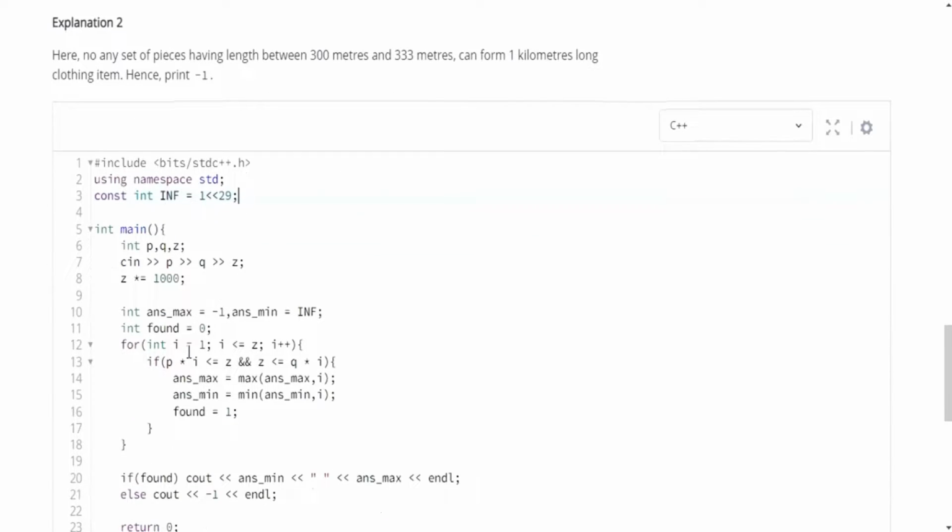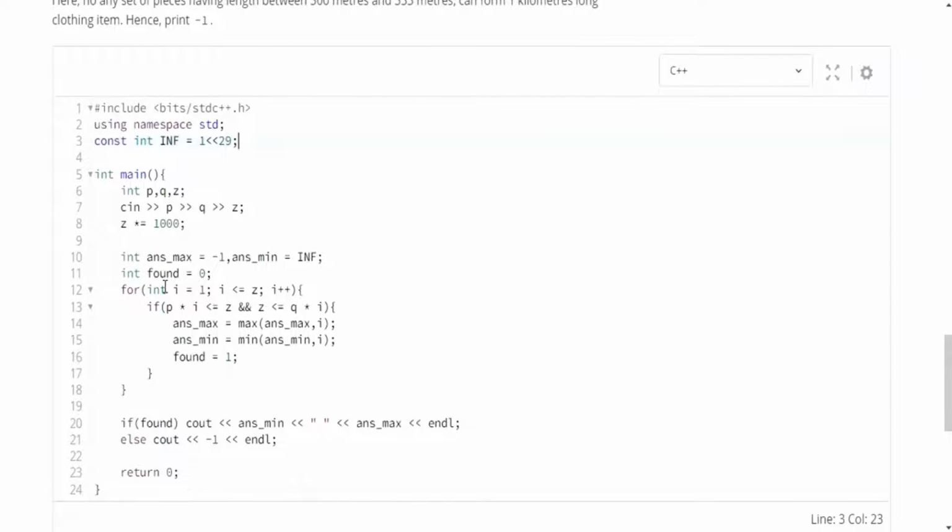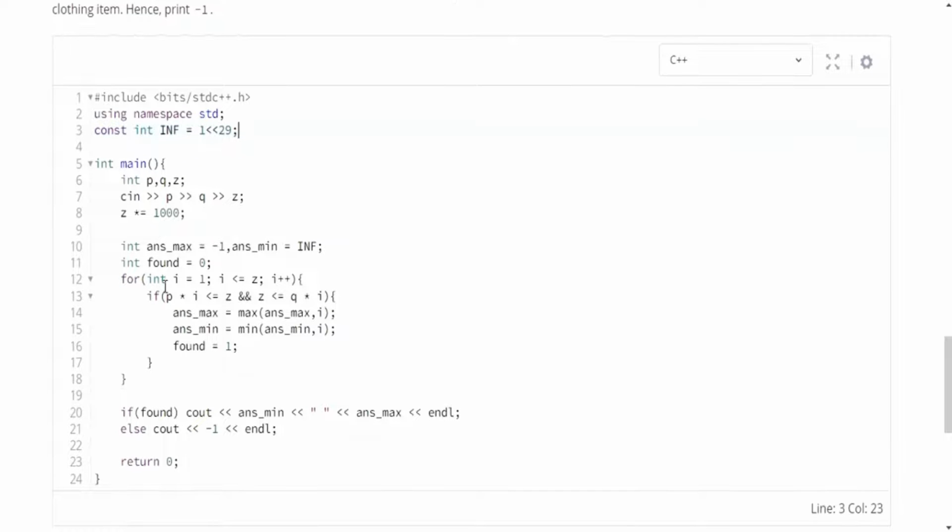Now I'm initializing them to int because, as the constraints specify, we could have them within the integer range. So we'll be taking these p, q and z values as input, after which, as mentioned, p and q are in meters while z is in kilometers. So we'll be converting z to meters. We'll be multiplying it with 10 to the power 3, which is done over here.